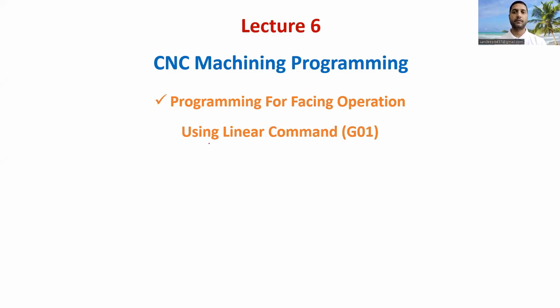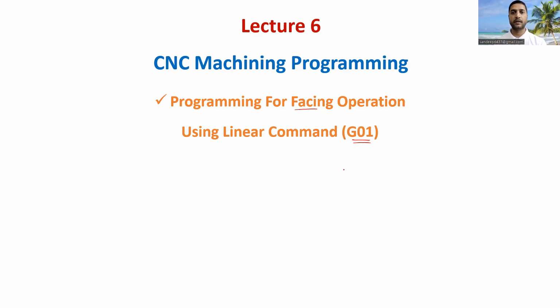In today's lecture, we will learn how to write a CNC program for facing operation by using linear command G01. We had already covered this G01 command in our lecture number 4 for turning operation, but today we will learn the same command for facing operation. As we already know, G01 is a G code or a preparatory function which removes the material from the workpiece in a straight line.